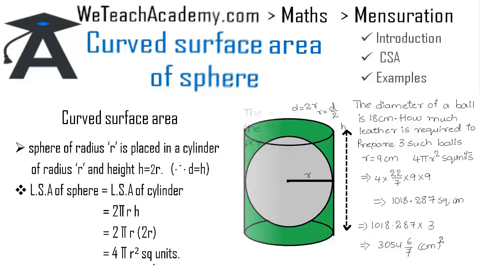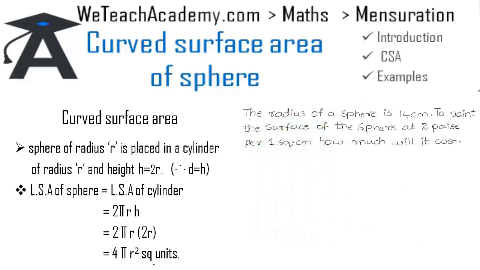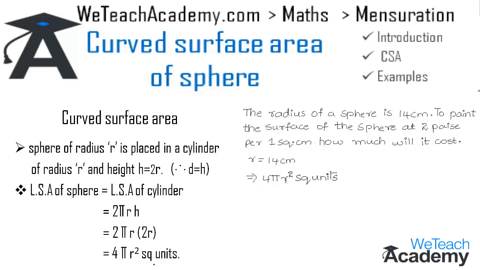And then coming to the next example. Here the given example is, the radius of a sphere is 14 centimeters, and to paint the surface of the sphere at 2 paise per 1 square centimeter, how much will it cost? Here we are given the radius of the sphere, that is r equal to 14 centimeters, and the surface area of the sphere is given by the formula 4 pi r square units. Substituting the value of r in the formula, we get 4 into 22 divided by 7 into r square, that is 14 into 14.